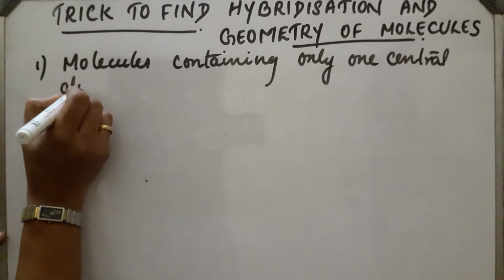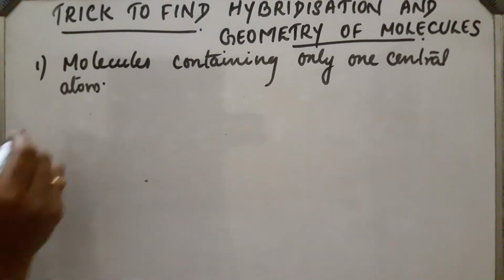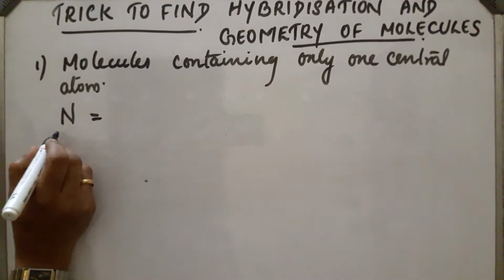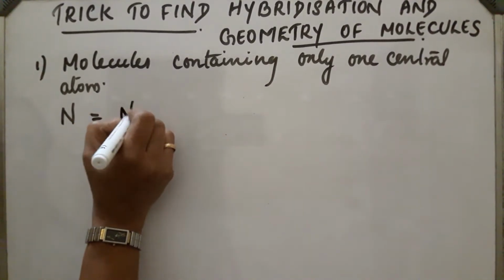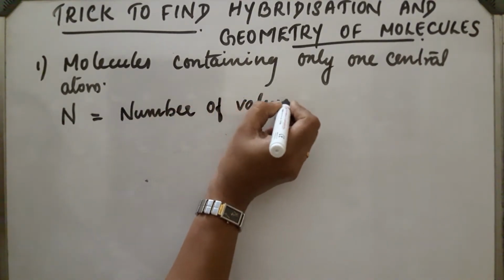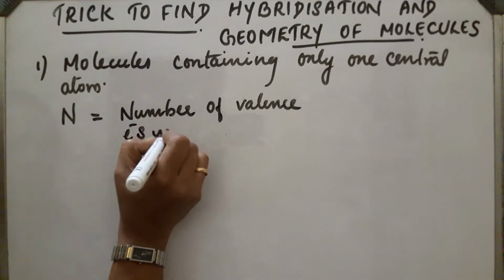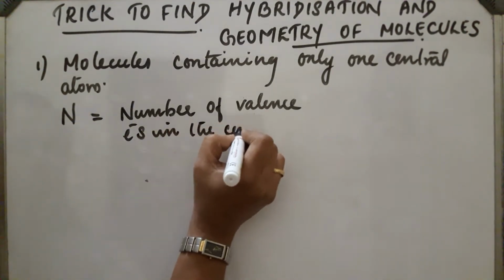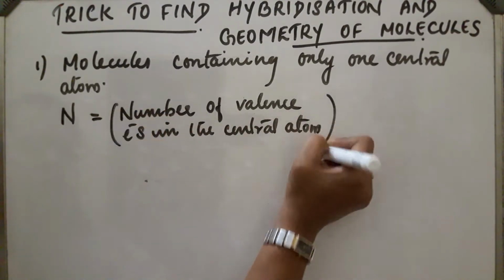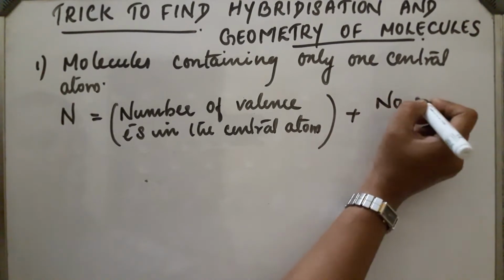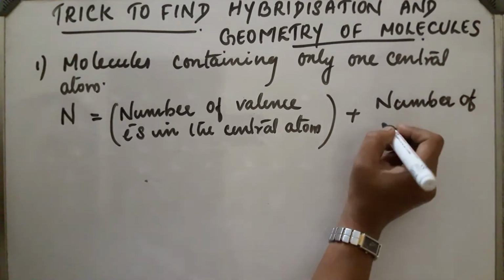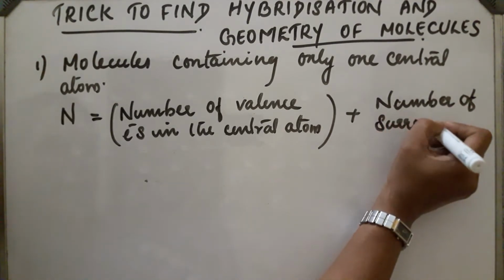Only one central atom. Okay, so in this case we can represent n. First we have to calculate the n value. N will be the number of valence electrons in the central atom, plus the number of surrounding monovalent atoms.